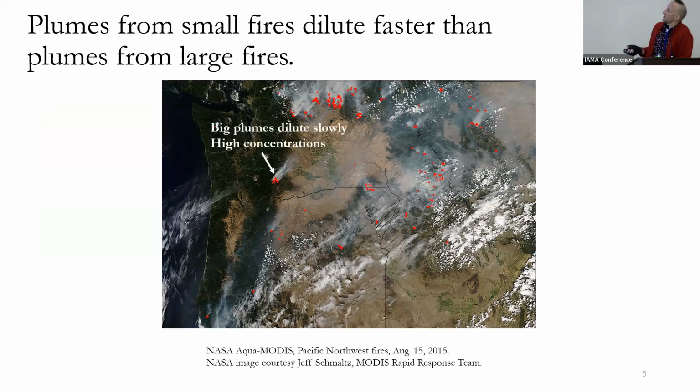And you can see things where you have big plumes from large fires that maintain their concentration as they move away. If you have a large fire and the plume is, let's say, 100 kilometers wide, it's really hard to get clean air from the sides to mix in to dilute that core, and the concentrations will stay high in that plume for a long time.